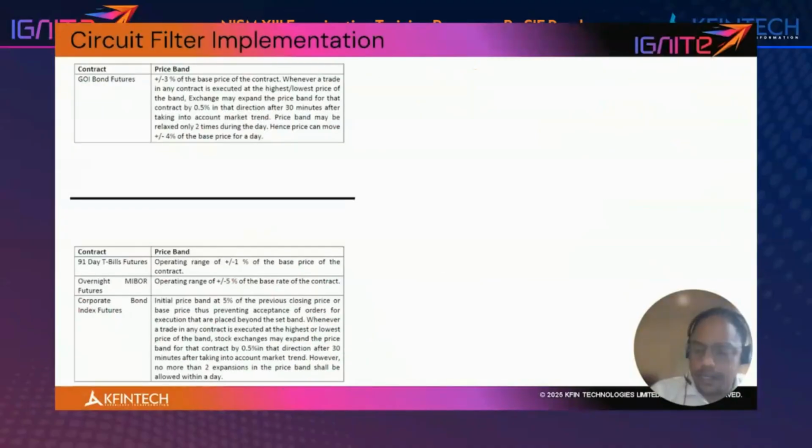Now let's see the actual circuit filter implementation in Government of India bond futures, 91-day treasury bills, overnight MIBOR futures and corporate bond index. In the Government of India bond futures, the circuit limit is plus 3% and minus 3%. A trade in any contract is executed at the highest or lowest price of this band. Exchange may expand the price band for a contract by 0.5% after a 30-minute cool off period.